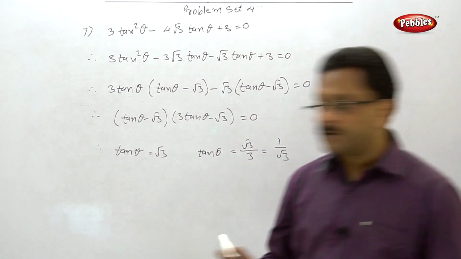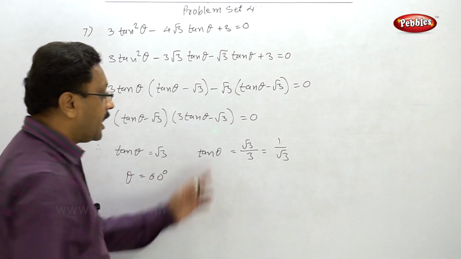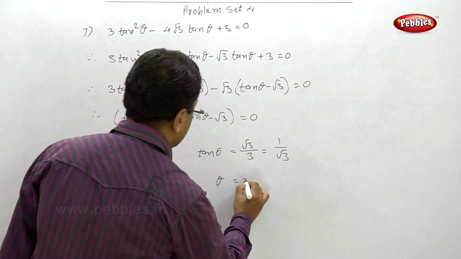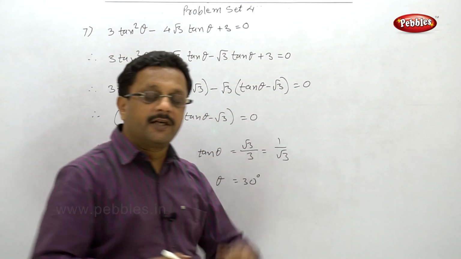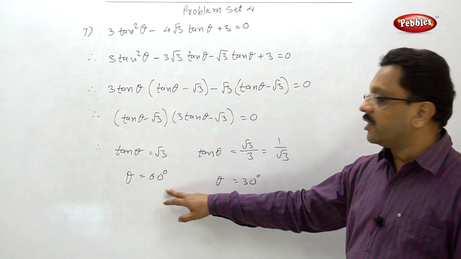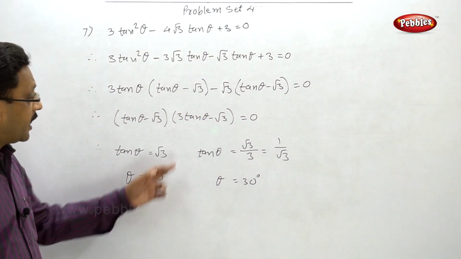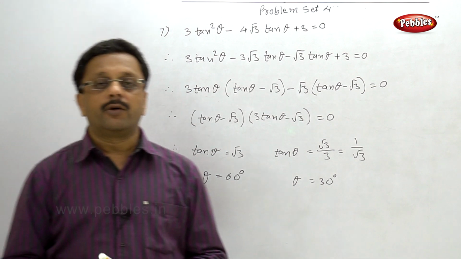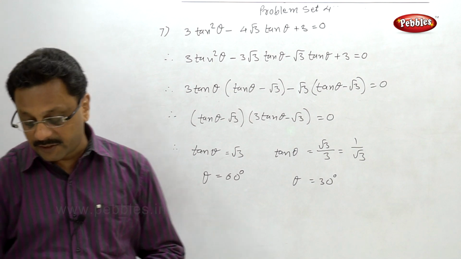Angle is 60 degrees, so here theta will be 60 degrees. And when tan theta is 1 upon root 3, what is the angle? Here theta is 30 degrees. Do you remember our 30, 60, 90 triangle? 1, 2, root 3. So theta is 60 degrees when tan theta is root 3, and theta is 30 degrees when tan theta is 1 upon root 3. Very simple example. You only have to solve it just like your quadratic equation. Let us see the next example.